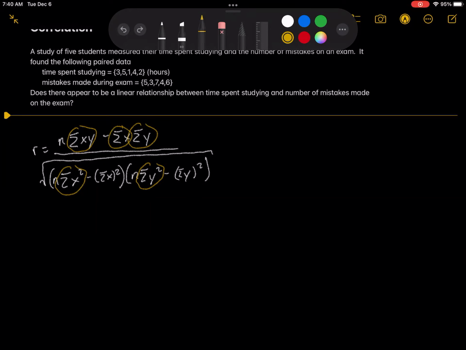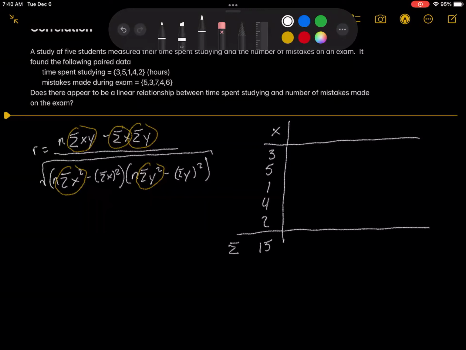So I need all of these values, so let's build a table. This is my favorite way to do it. If I need the sums of the x's, then I'll build a table with my x's. So in correlation, it doesn't matter what you call x or y. So let's say that the time spent studying is the x's. So I've got 3, 5, 1, 4, and 2. And if I sum this up, I get 15. This is the value of the sum of the x's. So I now know this part of the equation. Now I just need to do this for all of the sums that I need.